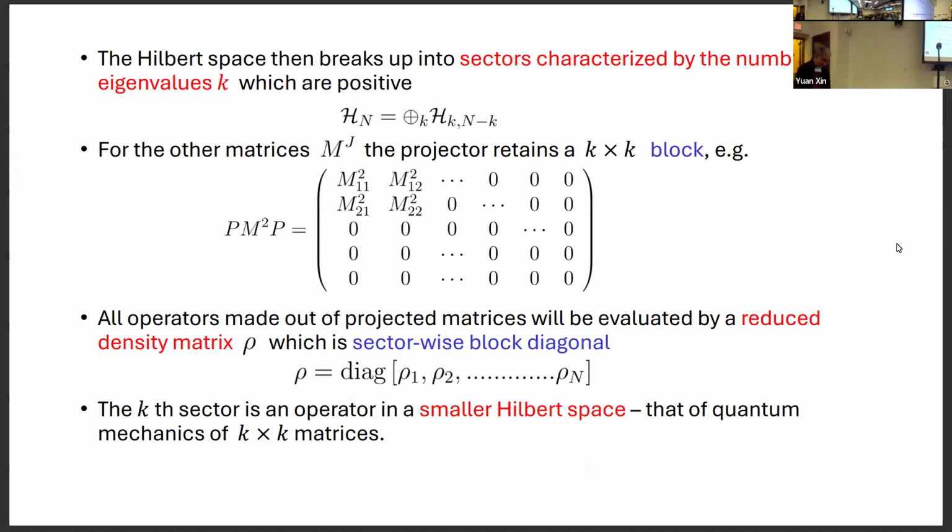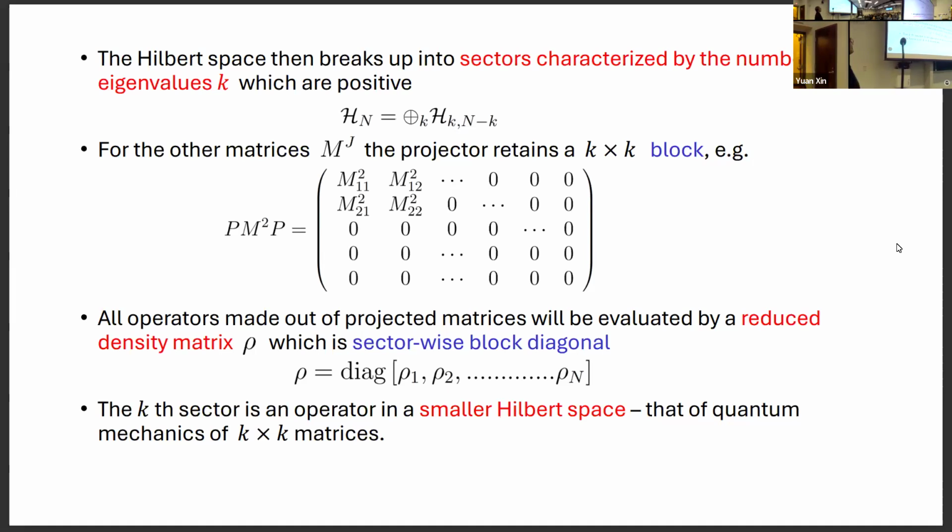The result of this is that the original Hilbert space now breaks up into sectors. Given the matrix, there is a certain probability that a certain number of these eigenvalues satisfy the condition. So a sector is characterized by the number of eigenvalues k, which are in this case positive. For all the other matrices Mj, which are not diagonal anymore, this kind of projection retains a k by k block. And there is a density matrix, a reduced density matrix, which evaluates all the expectation values of this projected subalgebra operator.